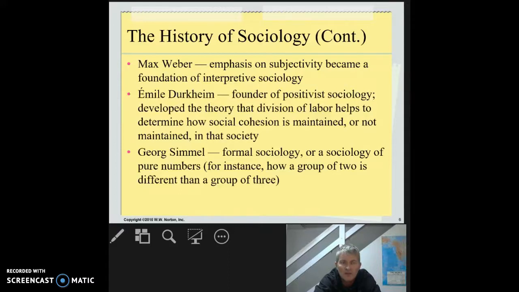And the last one is, of course, Georg Simmel, who brings a formal sociology, or sociology of pure numbers. He's looking at groups versus one person versus two persons versus three persons, and how the difference in numbers changes the way that individuals will make decisions. And he also went on to formalize many of the concepts that were important to sociology, but had not been written down quite yet.